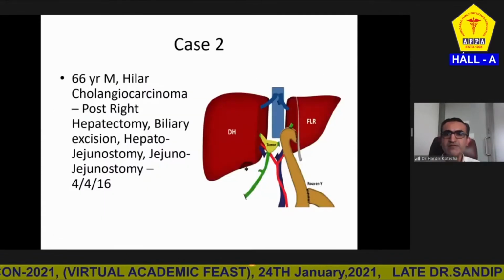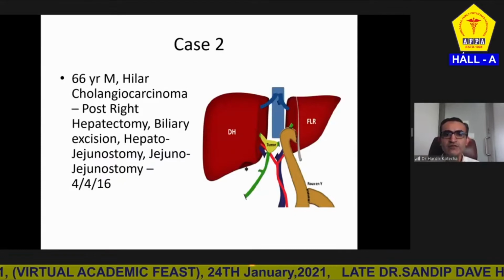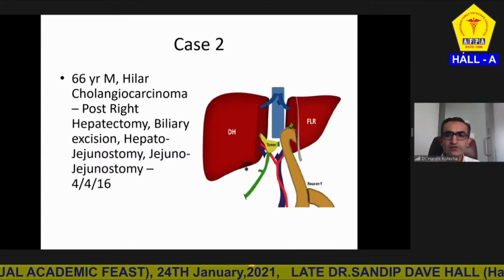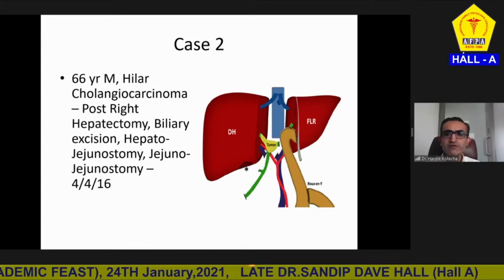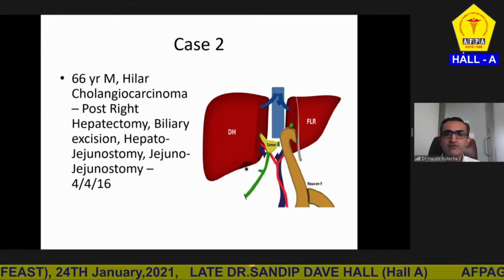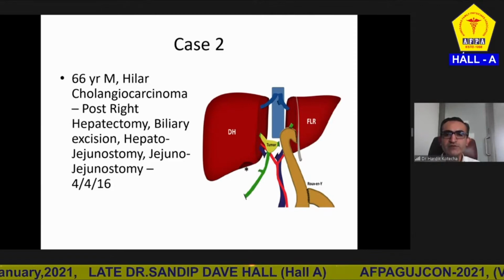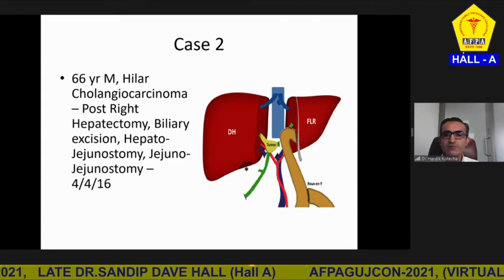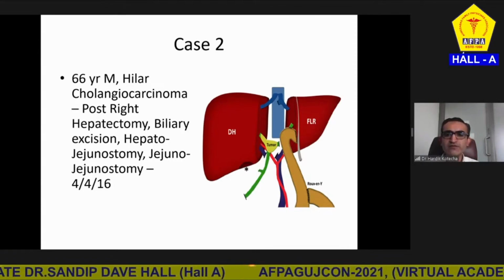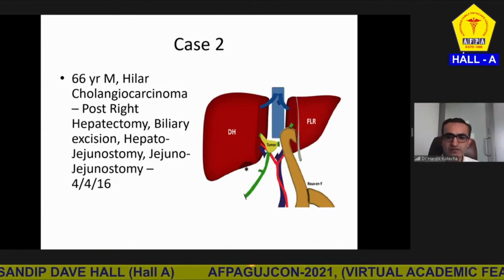Another patient, a 66-year-old male, hilar cholangiocarcinoma. I have shown a pictorial image of what was done by the surgeon. So the tumor was removed with a right hepatectomy and a biliary excision was done. A hepatojejunostomy and a jejunojejunostomy was done. This was done on 4th of April 2016.